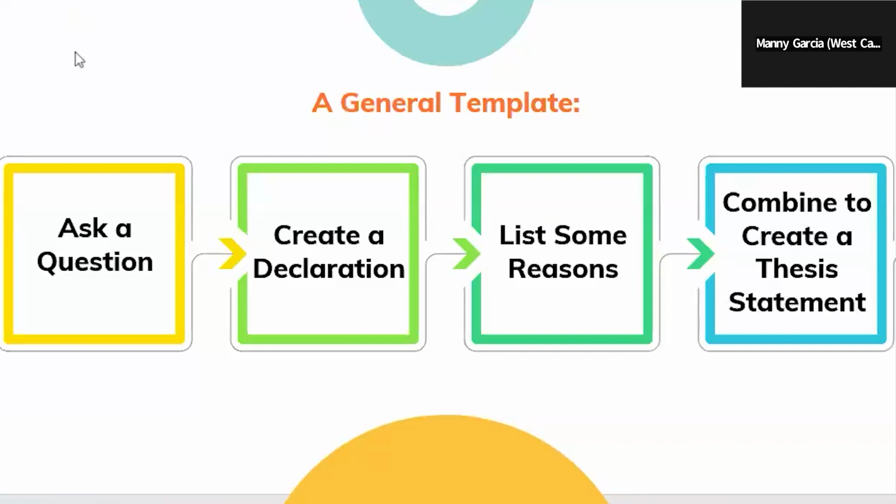So here's a general template. Ask a question. Create a declaration. List some reasons. Combine to create a thesis statement. So we'll pose a question to the reader. We'll declare something, make a statement about it. We'll give the reasons why we made such a declaration. And then we are going to combine to create a thesis statement.